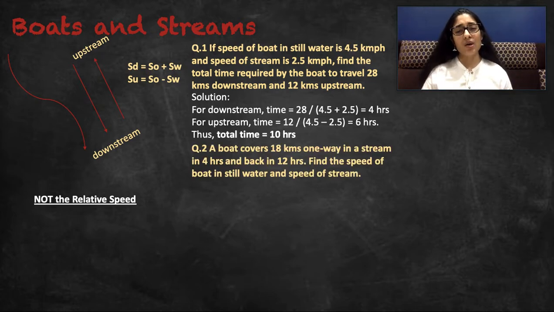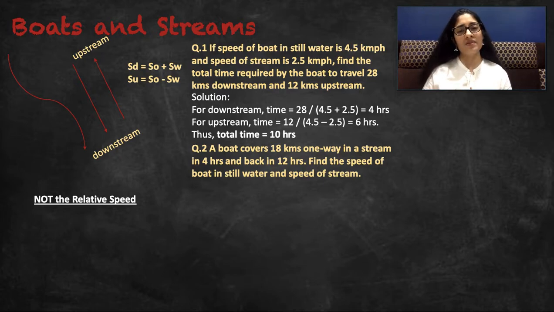Next question. A boat covers 18 kilometers one way in a stream in 4 hours and back in 12 hours. So here we are going to apply a bit of logic. We know that downstream speed is more than upstream speed. So we can conclude that time taken to travel downstream would be lesser than the time taken to travel upstream for the same distance. So here I can conclude 4 hours is downstream direction and 12 hours is upstream direction.